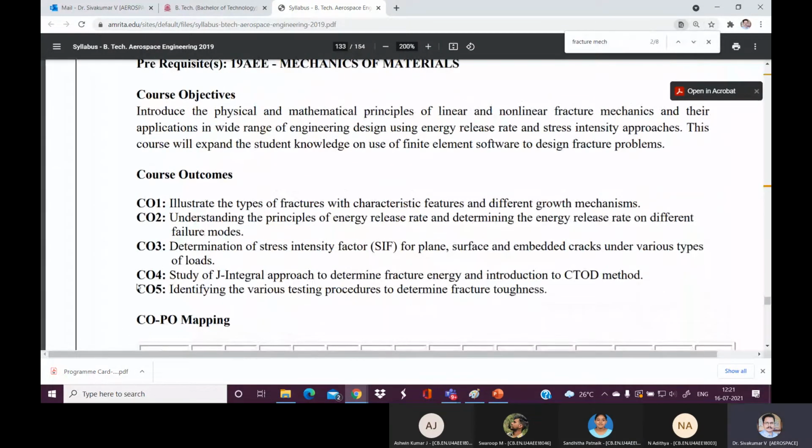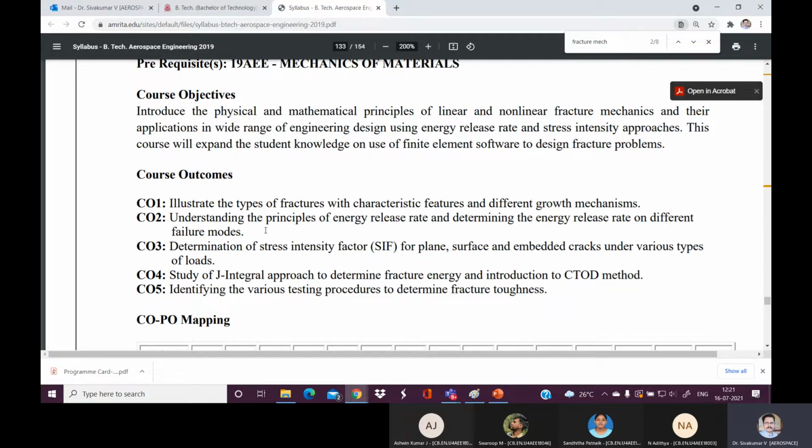I just want to show you the course subject outcomes. After I have learned this course, what will I get at the end of the day? I should understand that first. Ultimately you will come to know the different types of fracture and also their character, and how the growth of the crack happens. Then of course the energy principle, so you will understand how the energy principle is applicable to fracture mechanics.